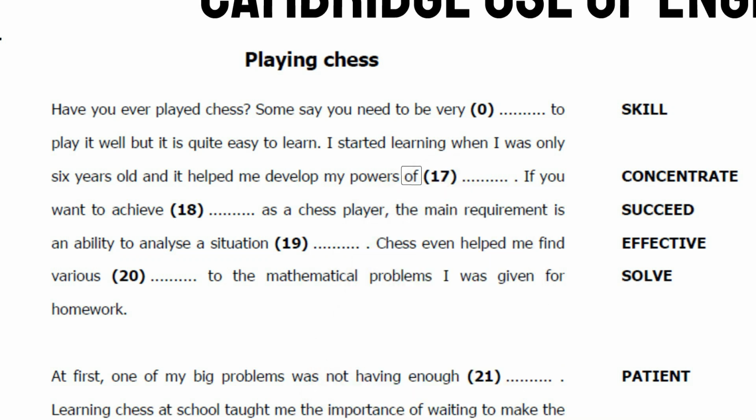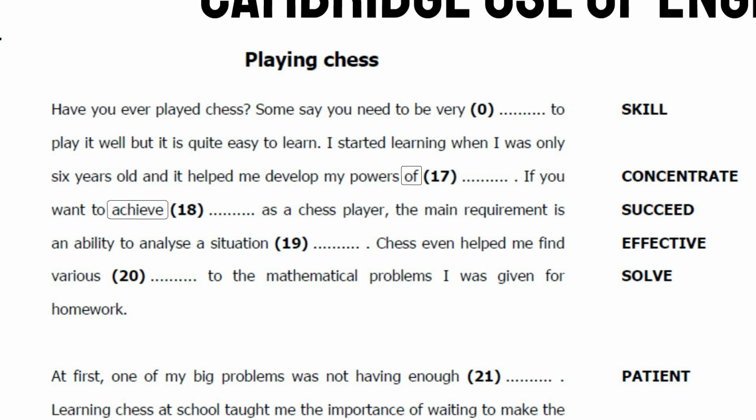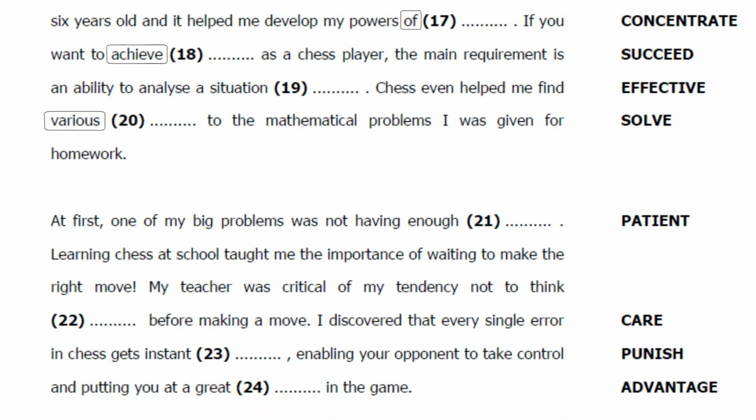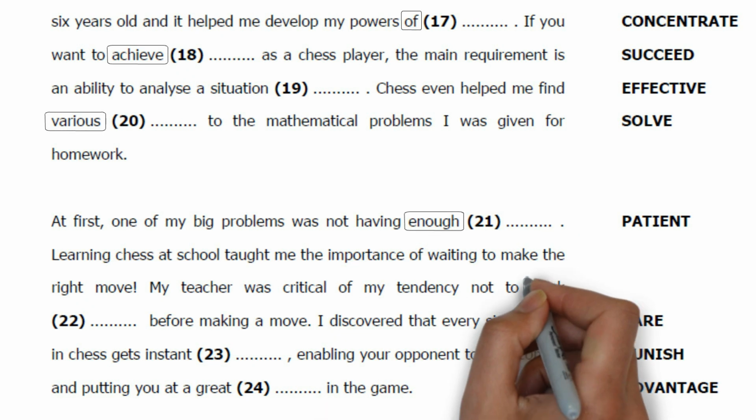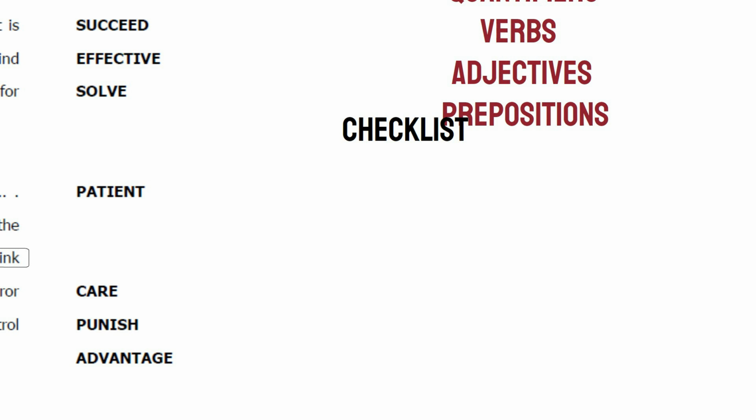Of is a preposition. Achieve is a verb. Various is a quantifier. Enough is a quantifier. Think is a verb. Instant is an adjective. And great is also an adjective. Here, 7 of the possible answers could potentially be nouns, but we need to go through our checklist.